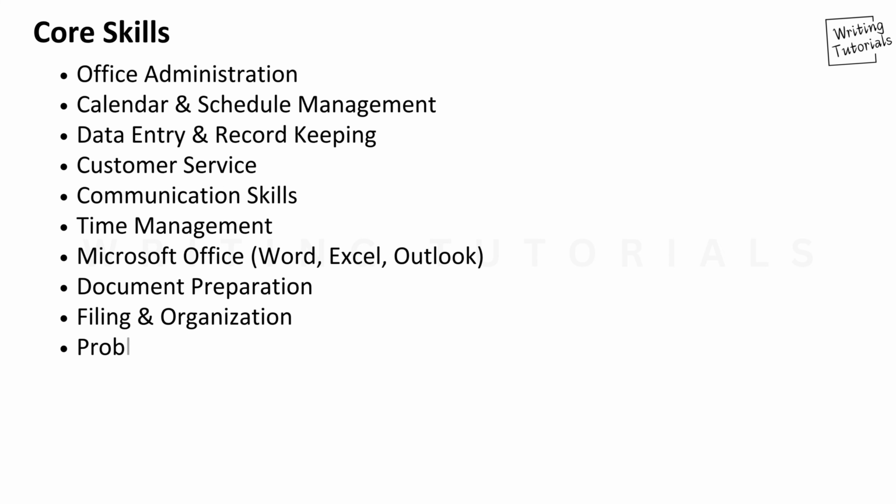This section gives a quick snapshot of your abilities. Notice how the skills are clear and easy to scan. Recruiters often spend just a few seconds reviewing resumes, so this section helps them quickly understand your strengths. For example, calendar and schedule management shows organization. Customer service shows communication with clients. Data entry and record keeping shows accuracy and attention to detail. Tip: always match your skills with the job description and only include what you can actually do.